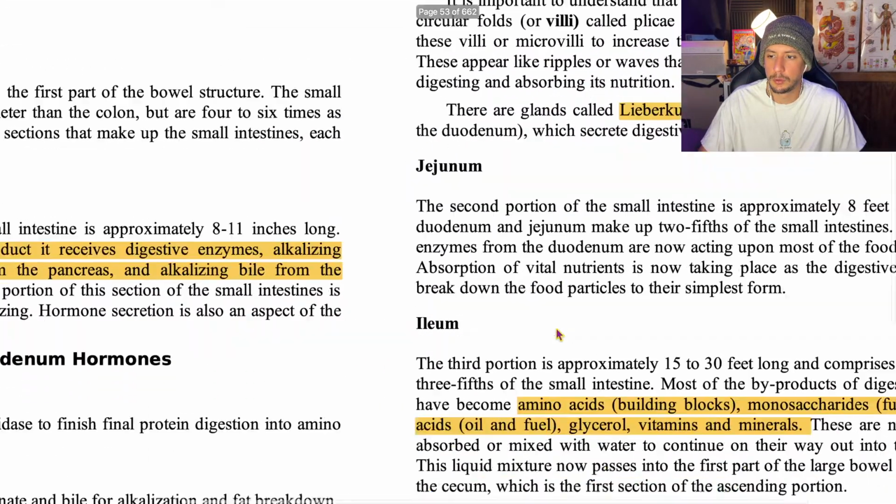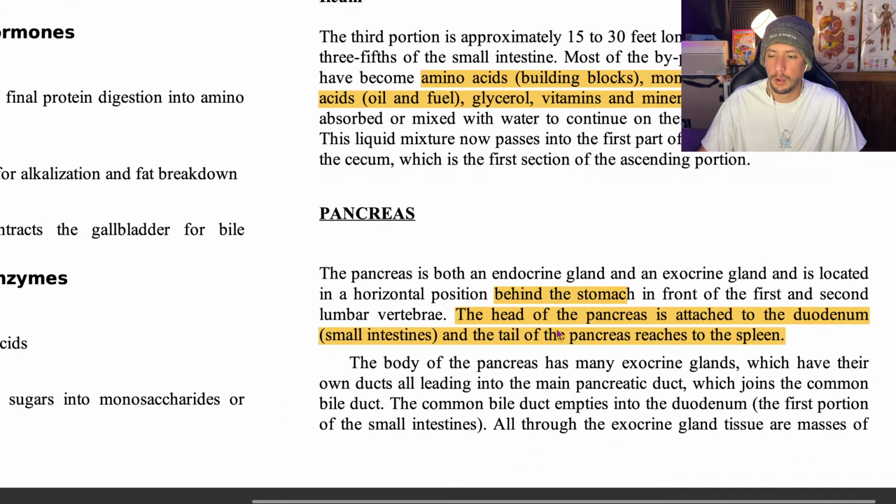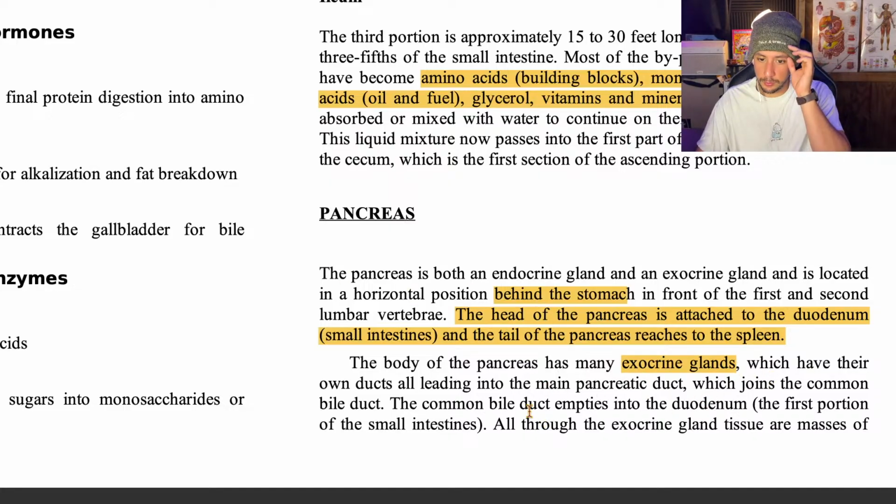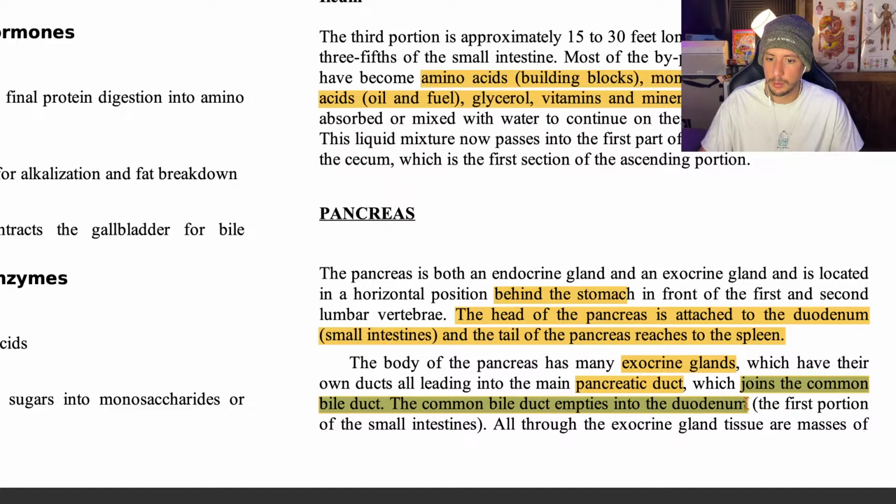All right, let's go through that one more time. So it has a bunch of these glands in the pancreas. We're talking about the pancreas now. They all have their own ducts leading into the main pancreatic duct, which joins the common bile duct and the duodenum.